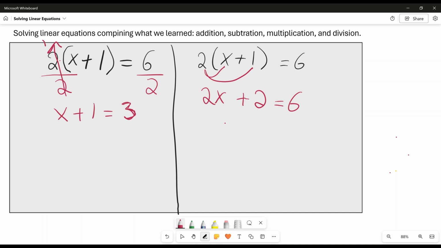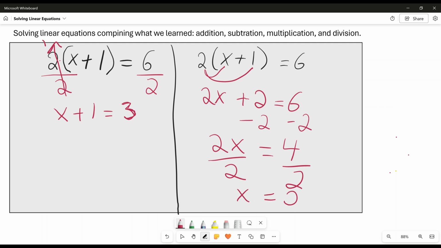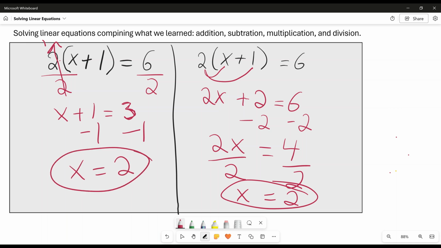And then to solve for x, you need to get rid of that plus 2 first. So you subtract 2 from both sides. So you get 2x equals 4. Divide by 2, because the opposite of multiplication is division. So you'll get x equals 2. And on the other side, you're going to subtract 1 from both sides, because the opposite of addition is subtraction. So you get x equals 2. You'll notice both give you the same answer.